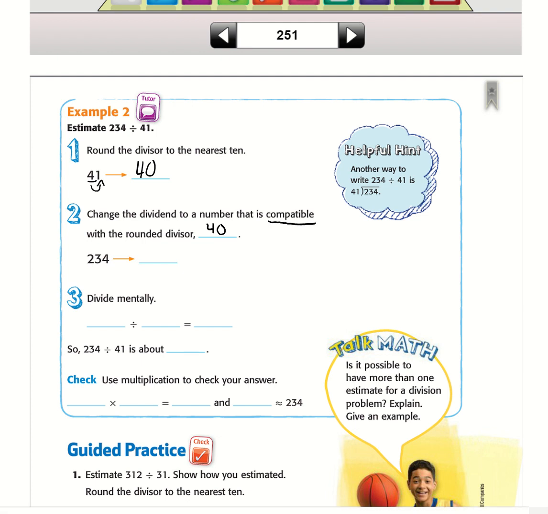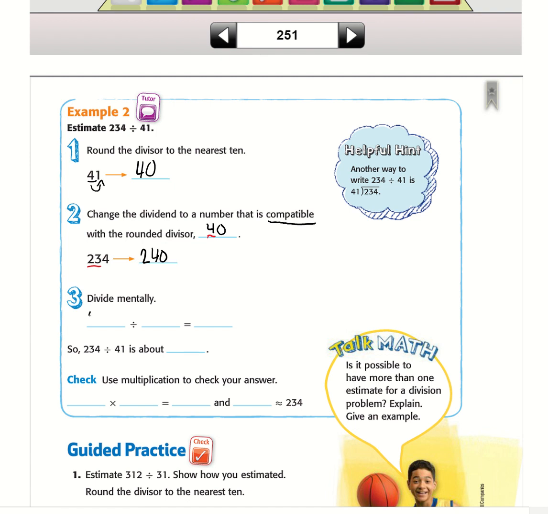So we look at 234, and then we want it to be compatible with 4. What I like to do is look at the first number here and the first two numbers here. So what number is close to 23 that's compatible with 4? I know 24 is compatible with 4 and is close to 23. So I'm going to estimate this to 240 because I want this to be compatible with 40. So that's the difference between compatible and rounding.